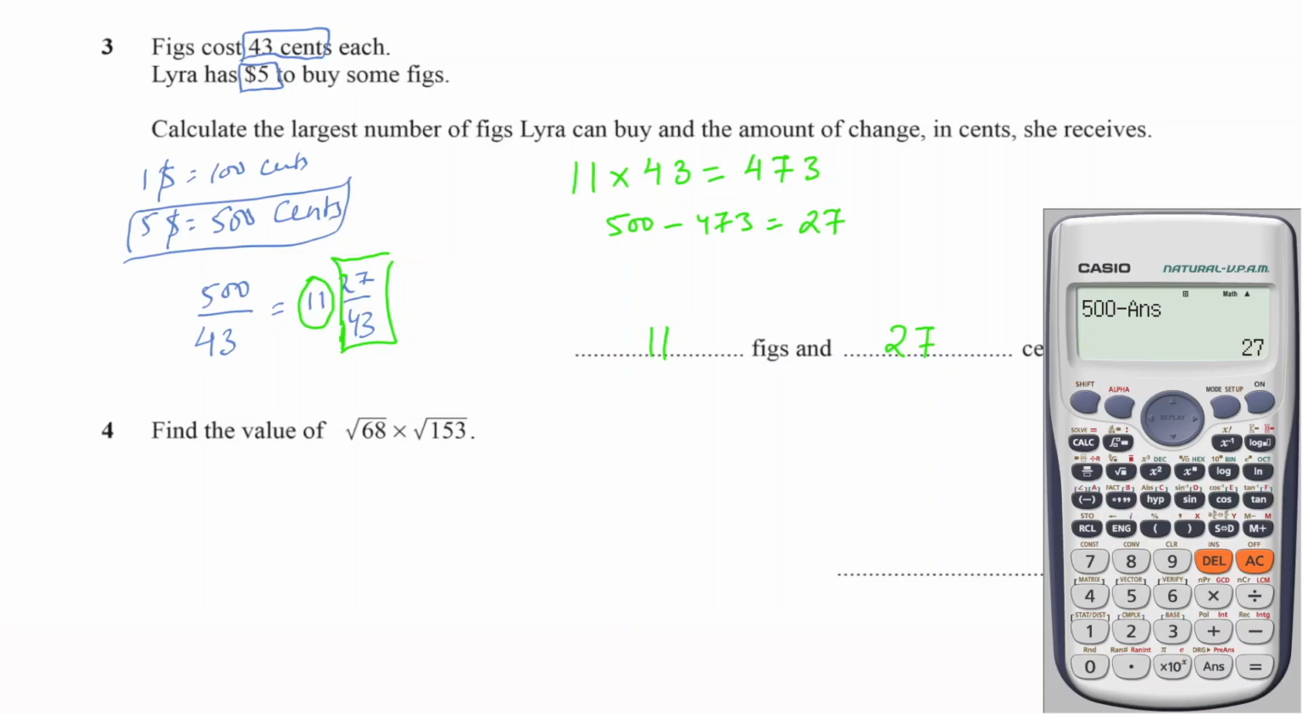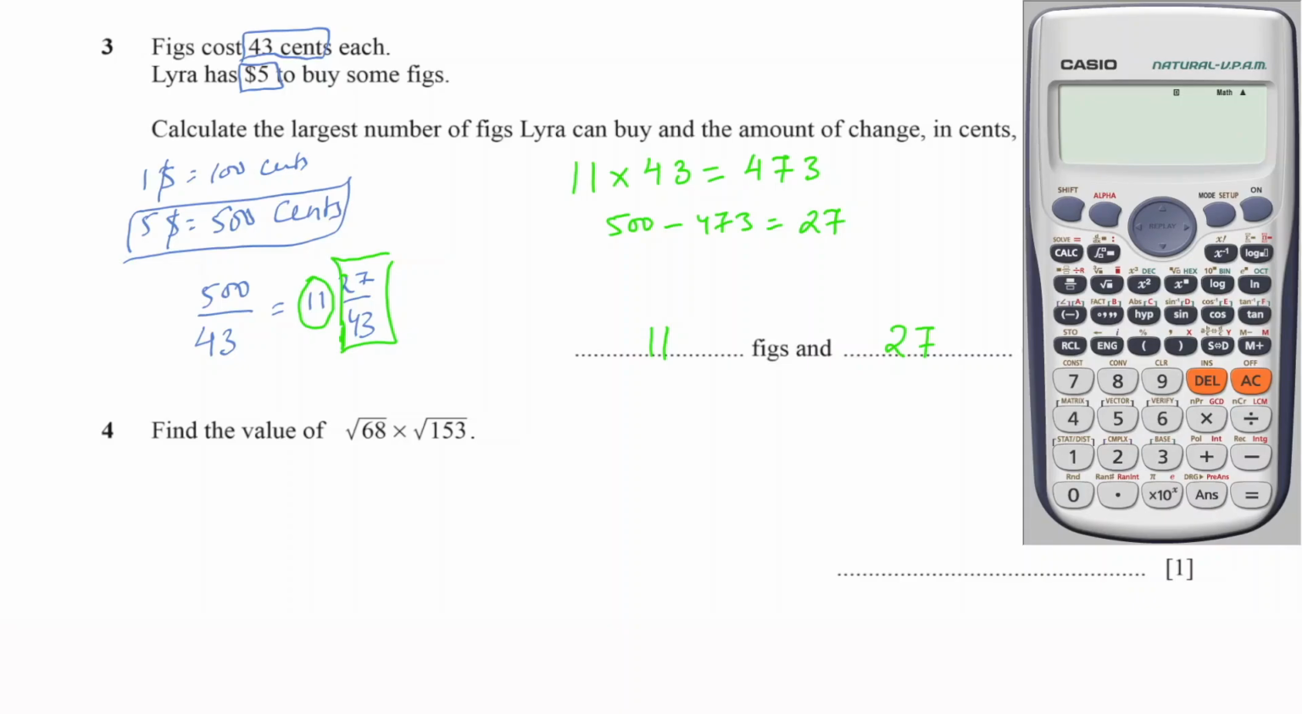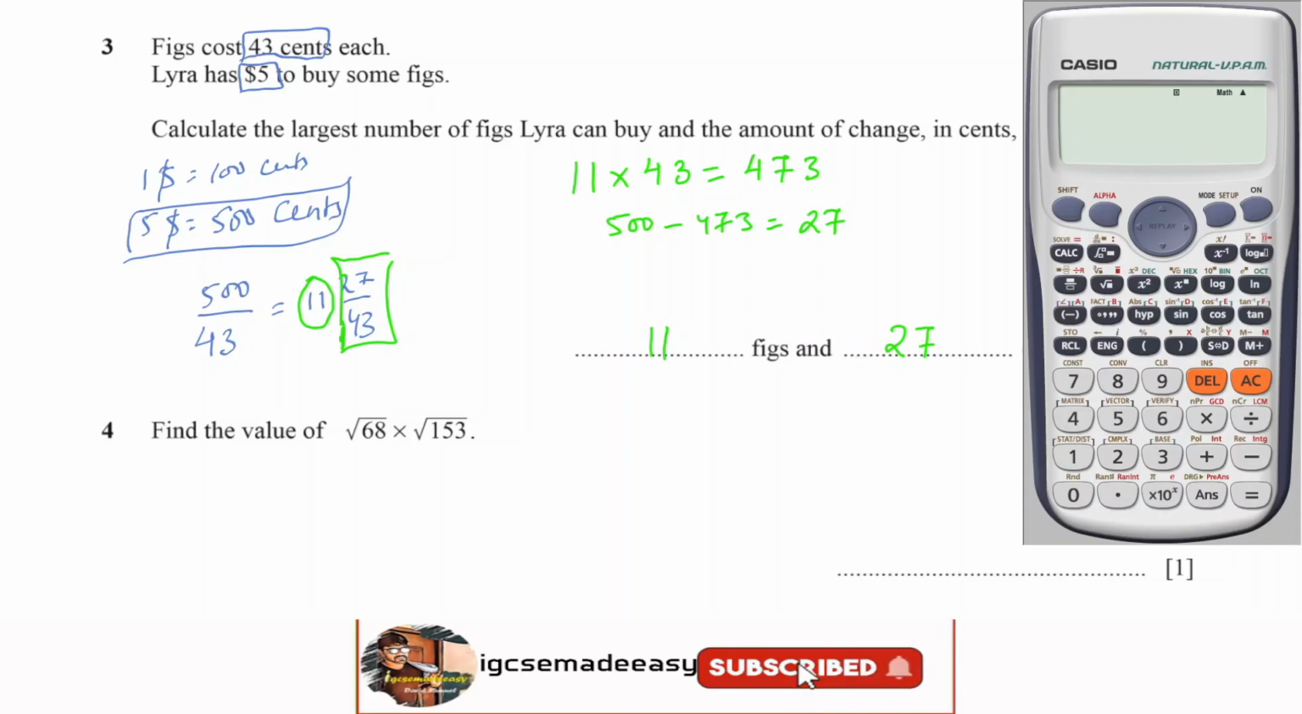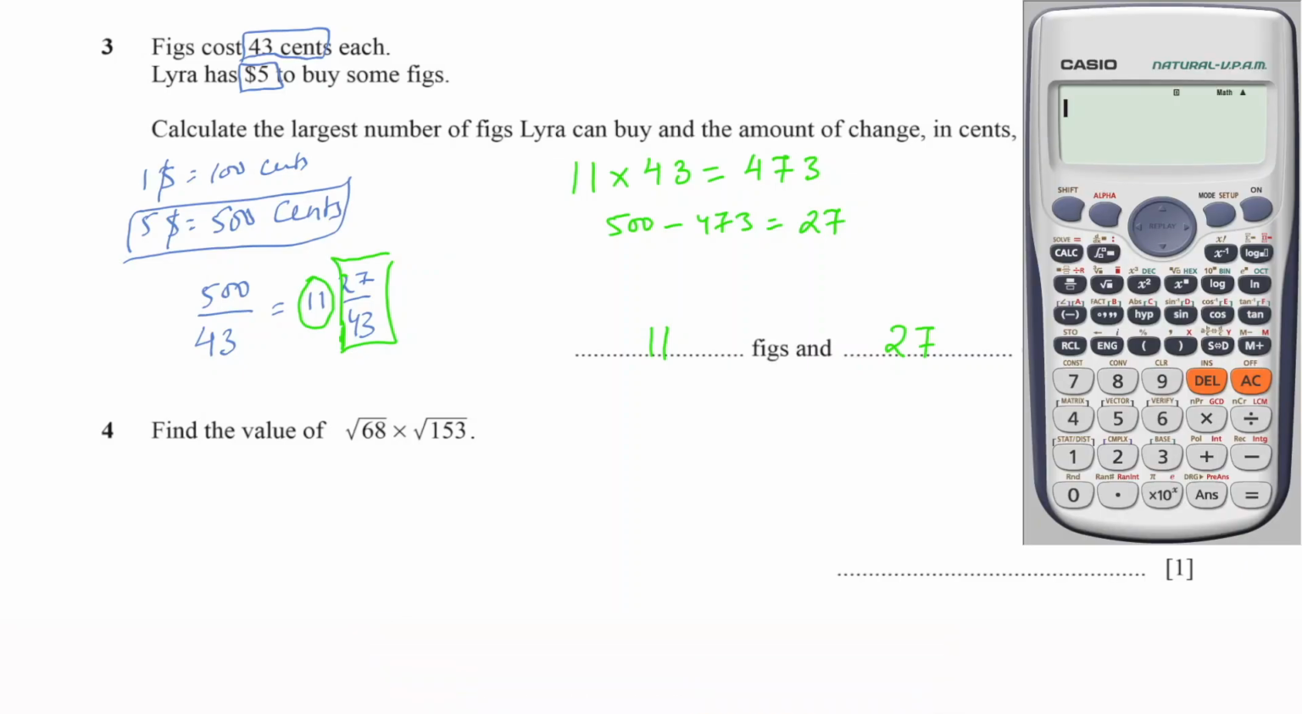So let's move on. Question number 4. Find the value of root 68 times root of 153. So we can use our calculator directly. Root 68 times root of 153, and that gives you 102. So 102 will be your final answer.